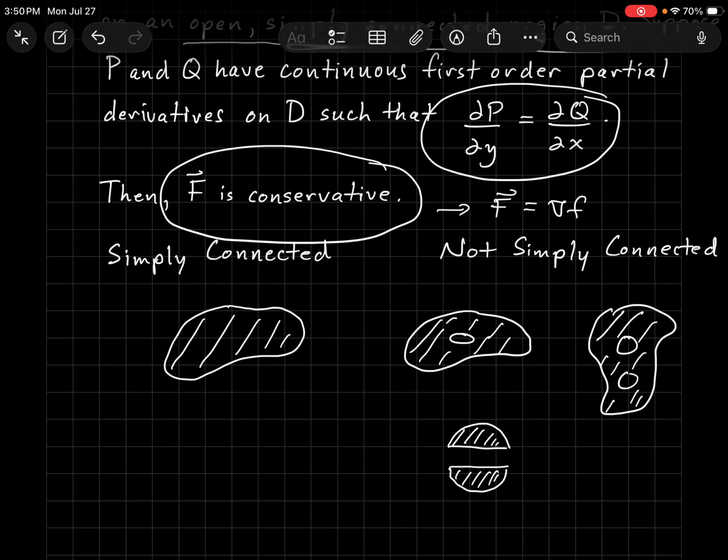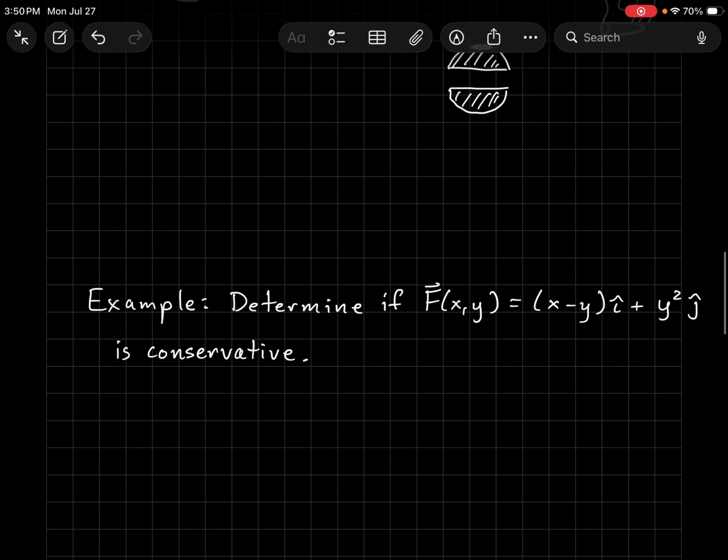Now, in a previous video, we talked about independence of path and conservative and other things, and we talked about different ways to find conservative, or that we would in the future find ways to prove things are conservative without doing a bunch of extra work, and this is the way that we can do it. So let's take a look at an example now.